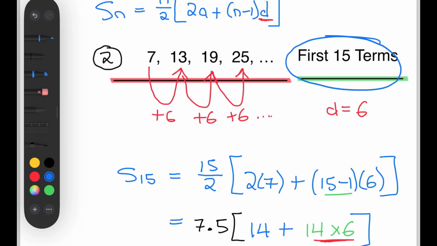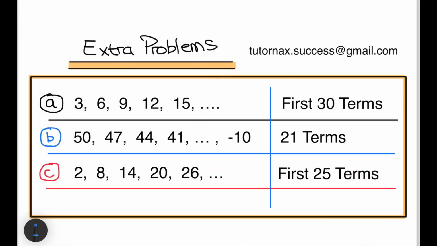And that's it. Whether you have the last term or just the common difference, the formula for the sum of an arithmetic sequence makes solving these problems straightforward. And here are some extra problems for you to try out.